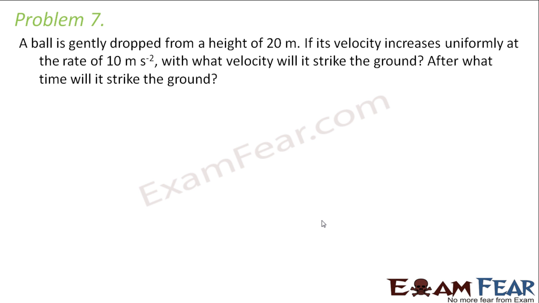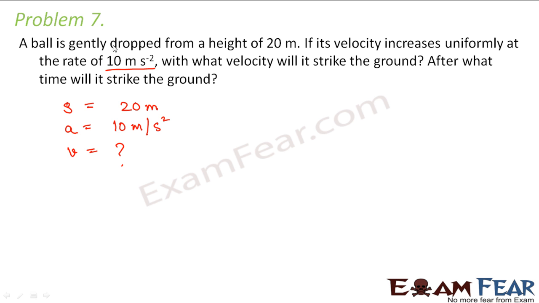Let's look at the last problem of this section. It says a ball is gently dropped from a height of 20 meters. If the velocity increases uniformly at the rate of 10 meters per second square, so the rate at which the velocity changes is nothing but acceleration. So height, that is s, is given as 20 meters. Acceleration is given as 10 meters per second square. With what velocity will it strike the ground?